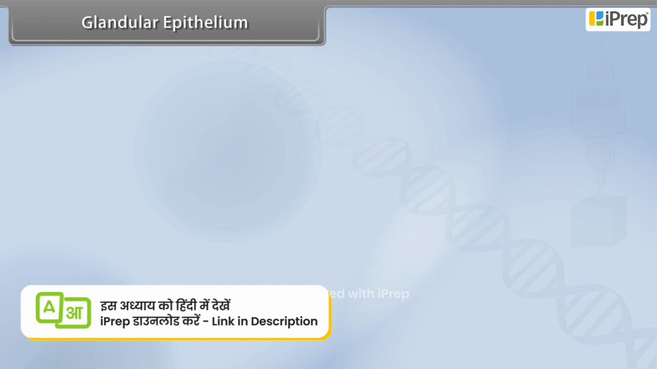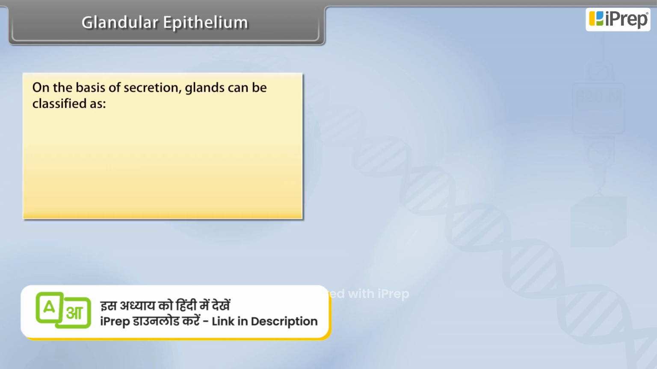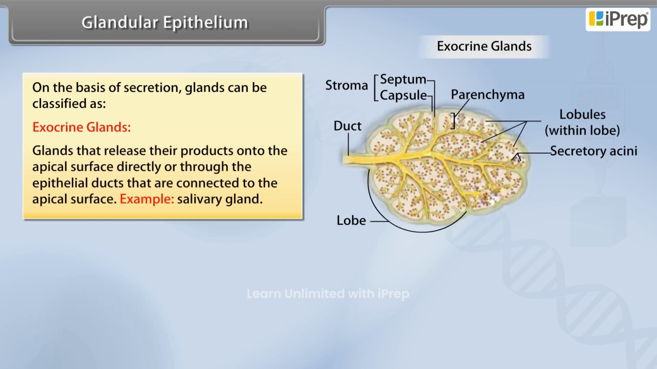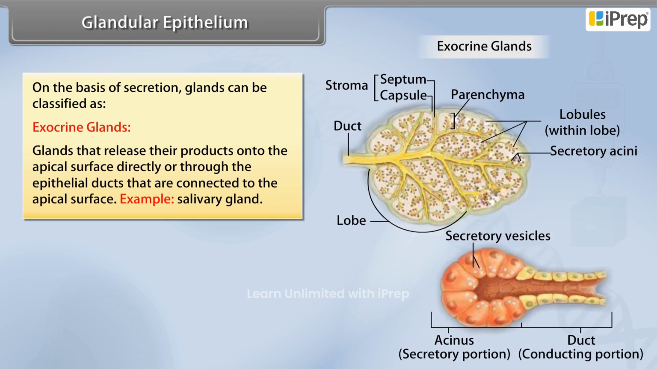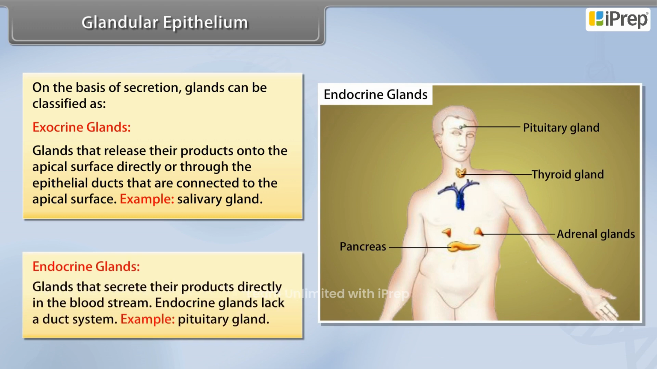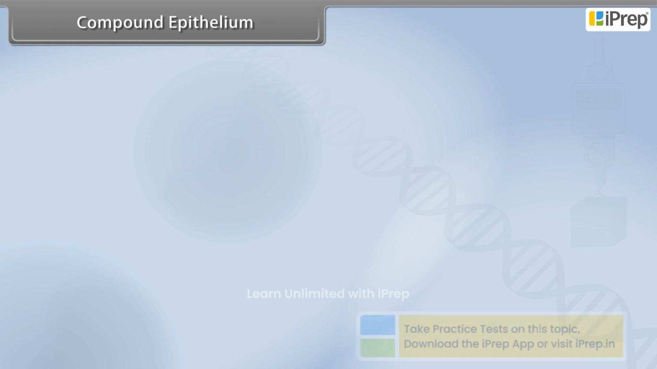Glandular epithelium. On the basis of secretion, glands can be classified as exocrine glands. Glands that release their products onto the apical surface directly or through the epithelial ducts that are connected to the apical surface. Example, salivary gland. Endocrine glands. Glands that secrete their products directly in the bloodstream. Endocrine glands lack a duct system. Example, pituitary gland.